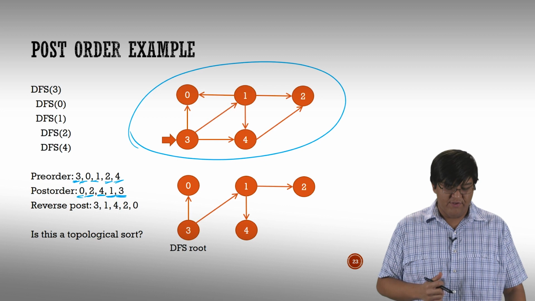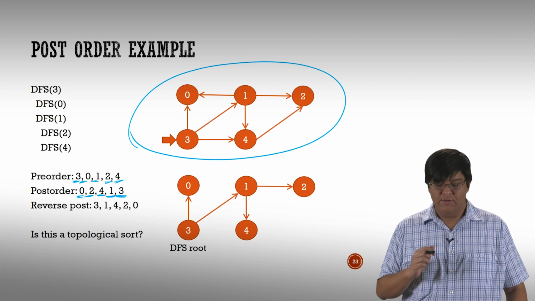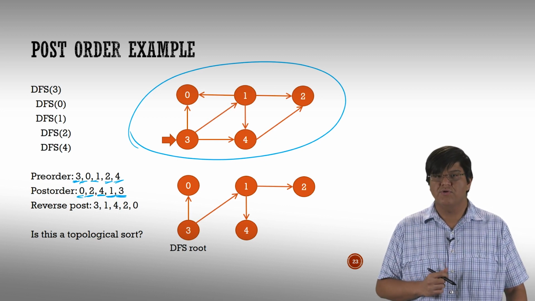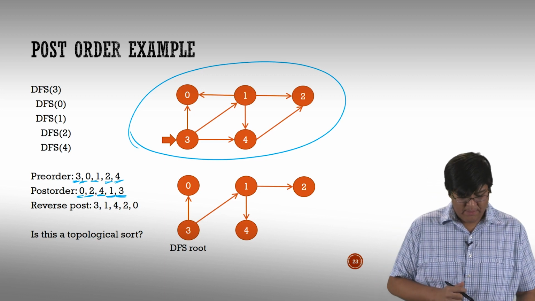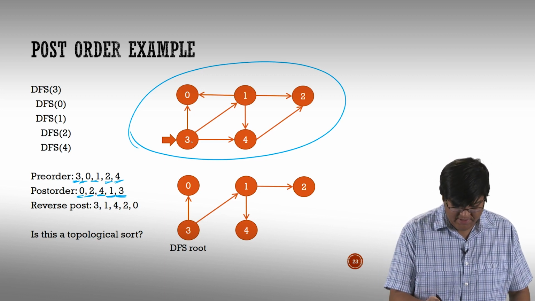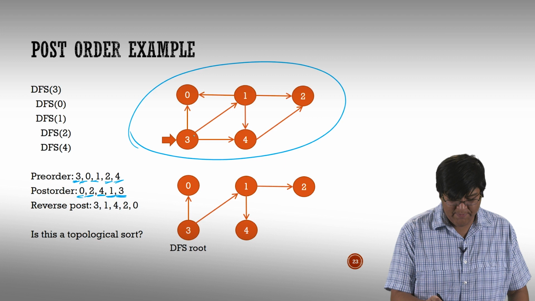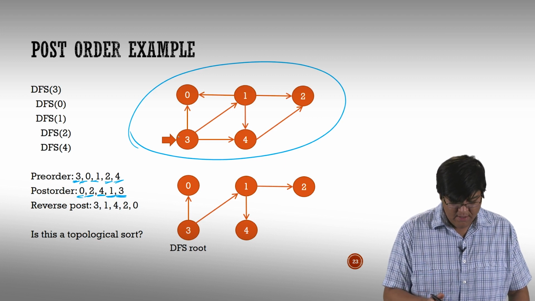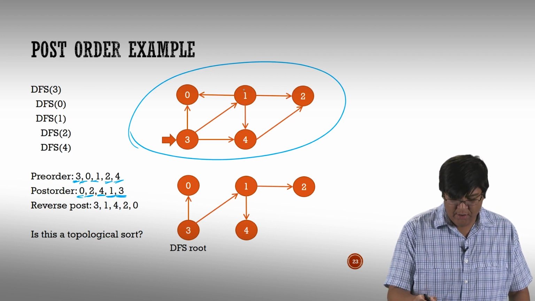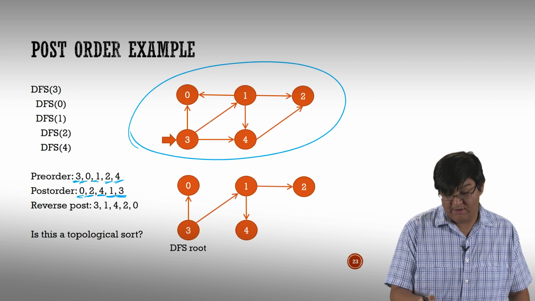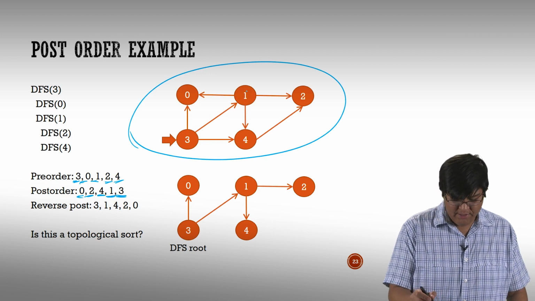Now consider reversing it. 3, 1, 4, 2, 0. Is this a topological sort of our graph? Well, let's check. So I do 3 first. That's good because, hey, 3 doesn't have any dependencies, right? So that one I can definitely do. Then I go to 1. Well, 1 only has one dependency, which is 3, but that's already done, so that's good as well, right? So 3 is good, 1's good.